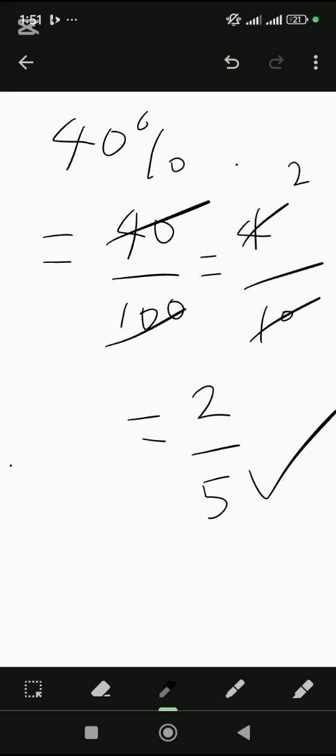And so we can see how we can go back and forth in converting fraction to a decimal, one type of fraction to another type of fraction, and so on and so forth.